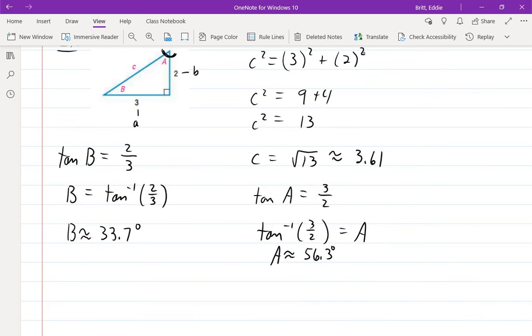So just to check, if you add angle A, B, and C together, if I said 56.3 degrees plus 33.7 degrees plus 90 degrees, if you do that in a calculator, you'll get 180 degrees. So that's a way to check and make sure that you got it right.